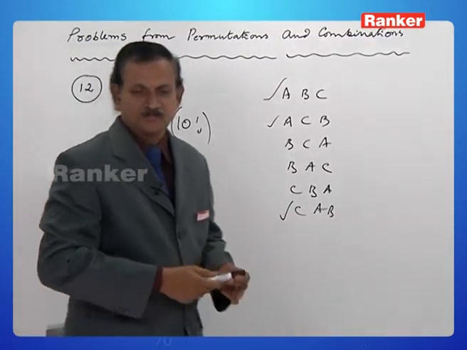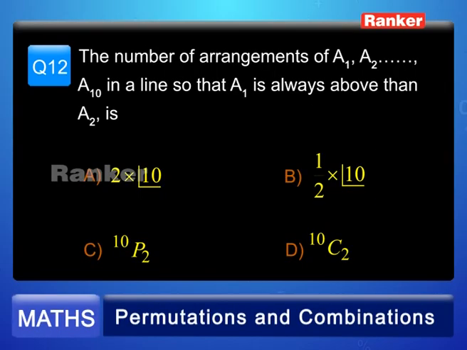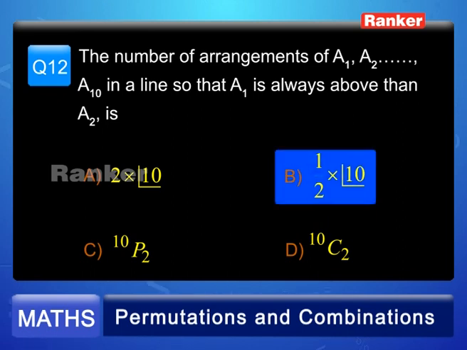What is the right option? The second option, that is option B, is the right option. The right answer is half into 10 factorial.